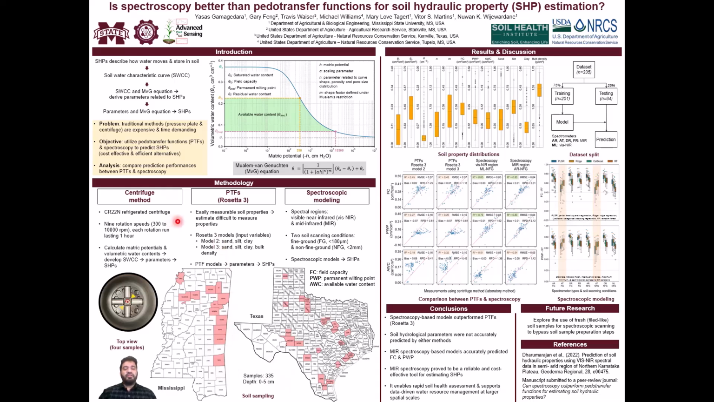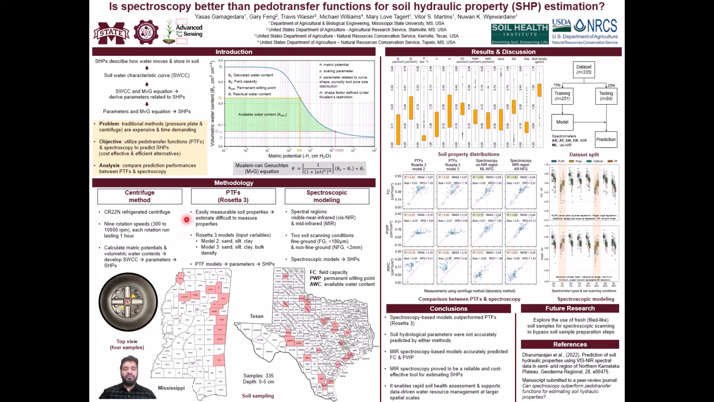We used the centrifuge method as our standard laboratory method. This figure shows the top view of the centrifuge. We can insert 4 samples at once. However, the main drawback in this method is that it takes 3 to 4 days to complete the measurements to derive the soil water characteristic curve.